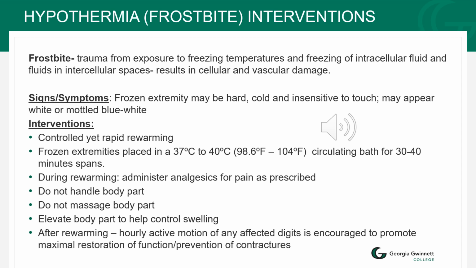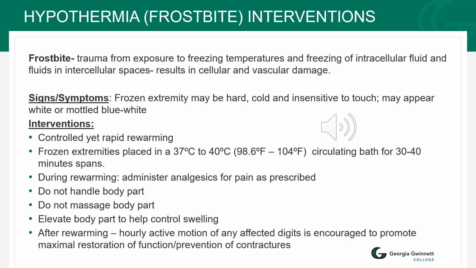So first degree, you're going to see signs and symptoms. The extremity is going to have redness and erythema, redness to the area. In fourth degree, you're going to have full depth tissue destruction. So the extremity is going to look hard, cold, may appear white or blue-white or mottled, and will be insensitive to touch.